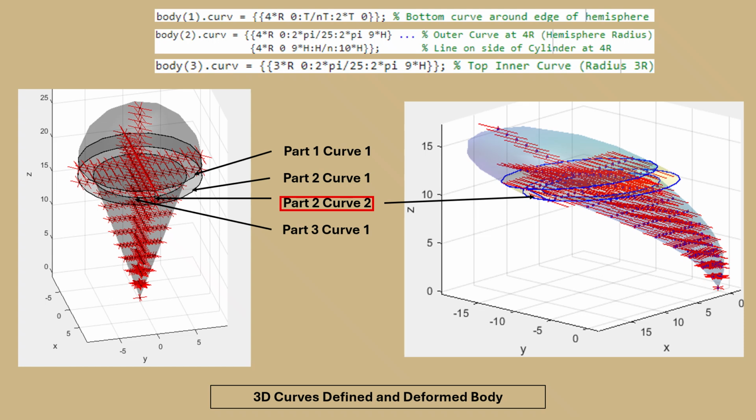And then we have our newly defined curve, which is just a vertical curve with radius 4r fixed going up the side of the cylinder from 9h to 10h. And then finally, we have a curve going around the exterior of the cone, which is at radius 3r. And then as you can see here, this is the deformed piece of the deformed curve.